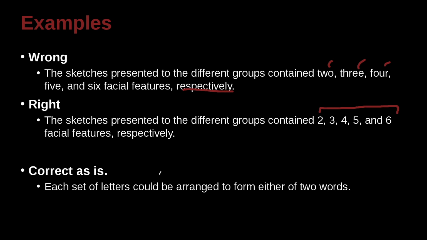Each set of letters could be arranged to form either of two words. Less than 10, so that's pretty obvious. It looks a little bit complicated because here we've got this either, but it's not another number, so we're not comparing numbers. We're not having a series of numbers, so we just spell it out, two.